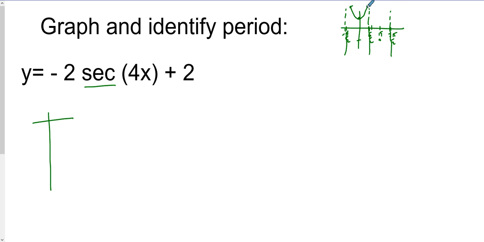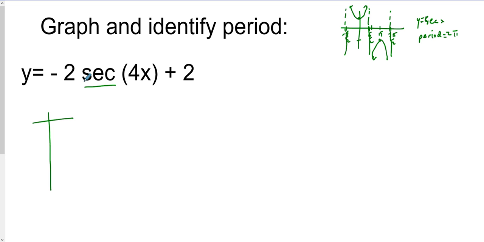Now this is just a regular secant graph. It's going to look like this, and then it keeps on repeating. The period of the normal secant graph of x is pi over 2. Okay, sorry, not pi over 2, 2 pi. So it's equal to 2 pi.